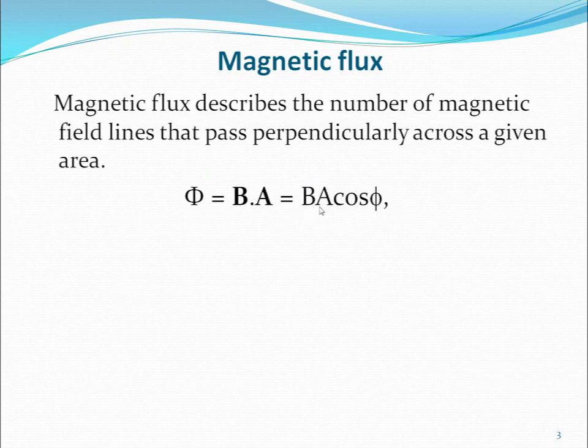So the three factors that affect magnetic flux are the strength of the magnetic field, the area through which the magnetic field flows, and the orientation of the area, the surface, with respect to the magnetic field. Putting these three factors together, we have this dot product expression.